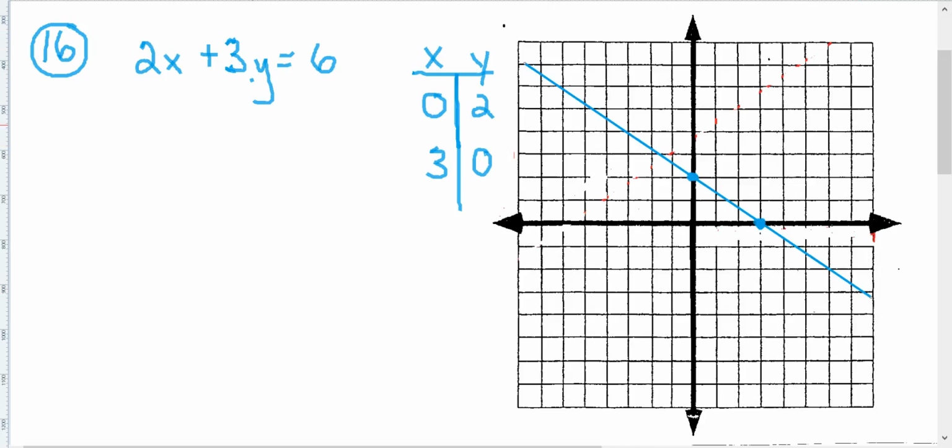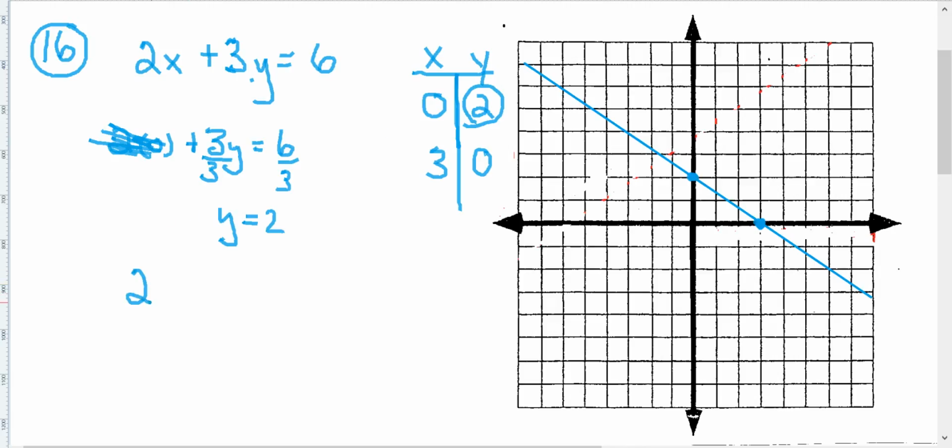Okay. Maybe I should work that out. I'm not sure, but let's try it. Let's do it again. So if x equals 0, then that means 2 times 0 plus the 3y equals 6. So 2 times 0 is 0, so that's what I mean by this is gone. Gone. I've got 3y equals 6. So divide both sides by 3, and y equals the 2, all right, which I've got here.